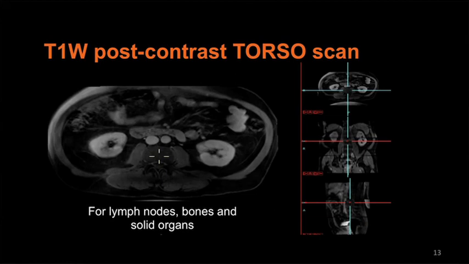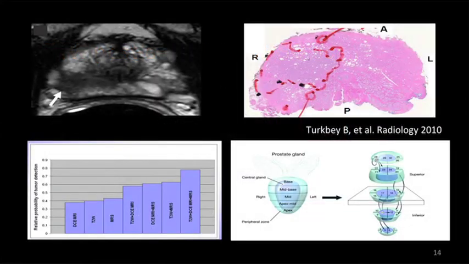And finally, after everything, we obtain a torso scan, where we look at the bones, lymph nodes, and solid organs, because in some patients we may see findings, as we will see in a moment, and our surgeons want this for a full staging with MRI.